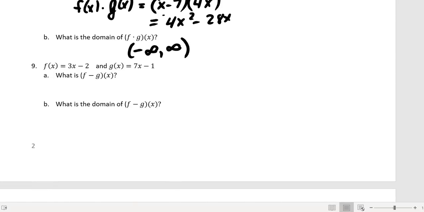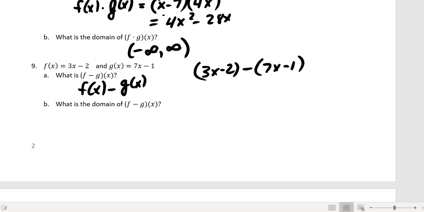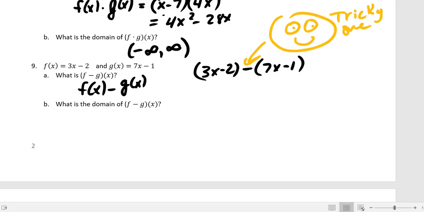Number 9, f minus g at x. And this is simply f of x minus g of x. So I'm just going to subtract the two. So I'm going to say 3x minus 2 minus 7x minus 1. Now, minus is the tricky one. I'm warning you. Plus is the easy one. Minus is the tricky one.